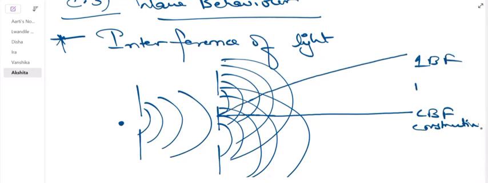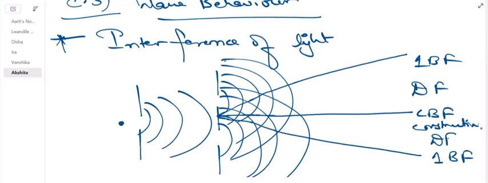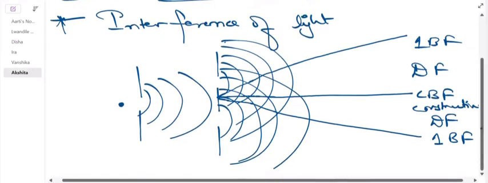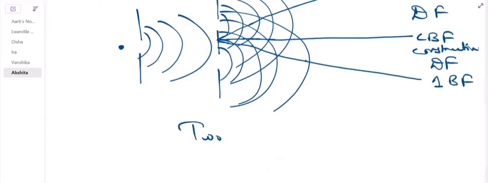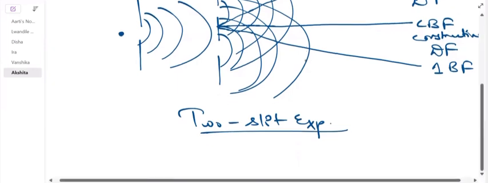Whereas the second place where they are meeting up will be the first bright fringe. In between this, you will get the dark fringe. Similarly here, where they are meeting up at the second point will be your first bright fringe on the left-hand extreme, and this will be your dark fringe in between. Somewhere like this, you will get the pattern, and this particular experiment is known as the two slit experiment. So here the lights are interfering with each other.